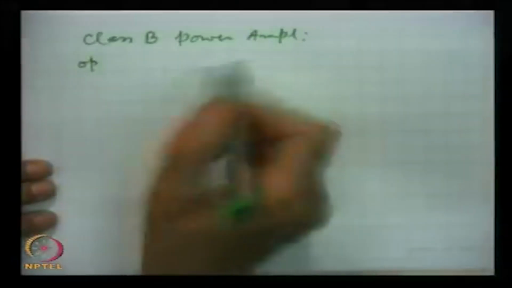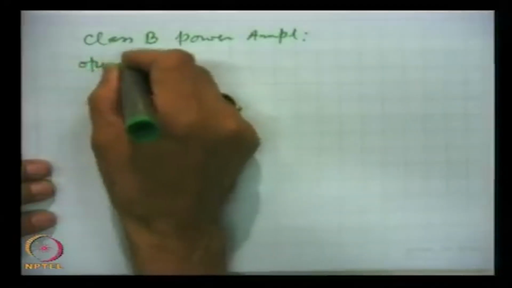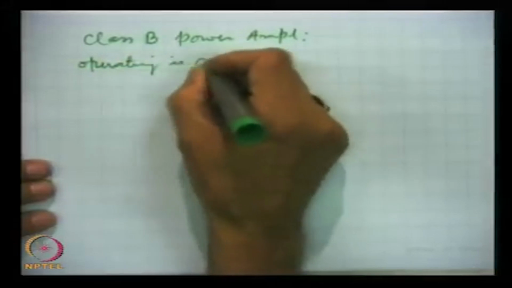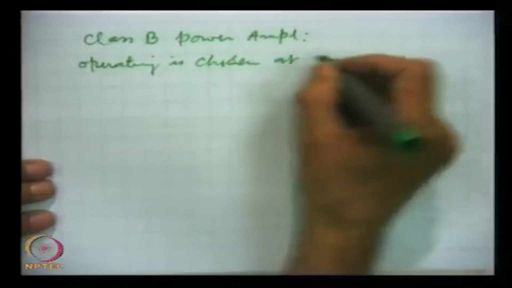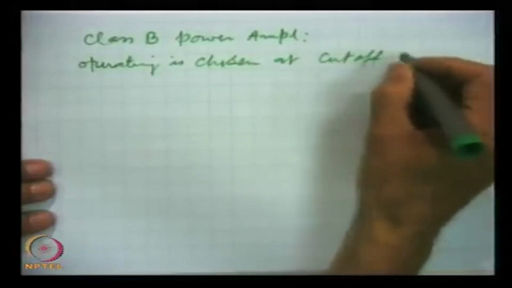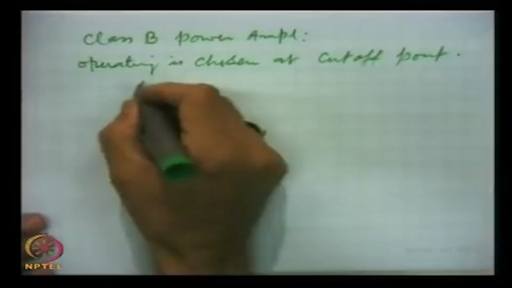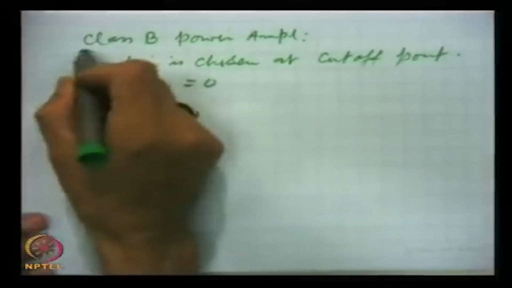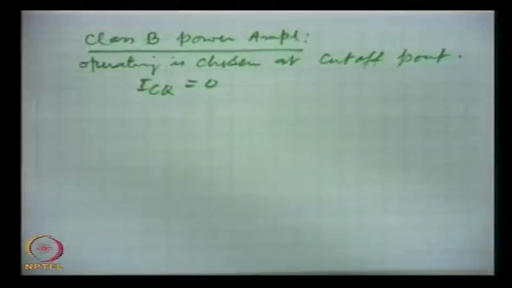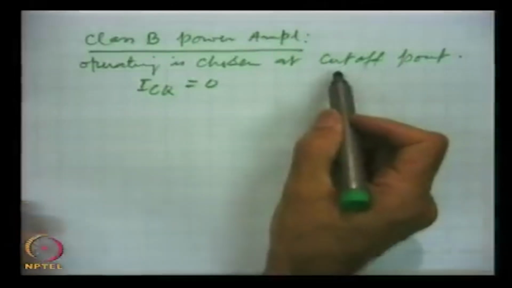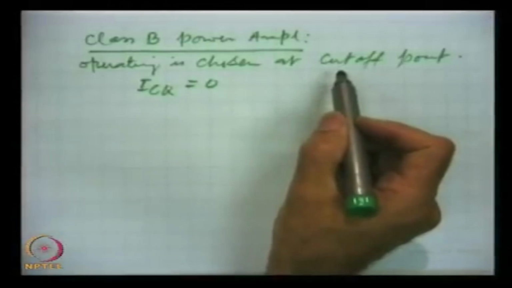So, here the operating point is chosen at the cutoff point. That means ICQ is 0 in class B operation. The transistor is in cutoff state and the emitter junction will be forward biased only by the positive half of the cycle, and for the negative half it will not conduct.